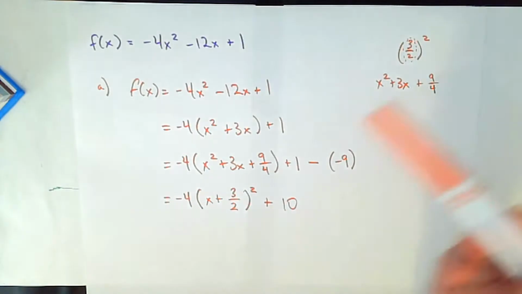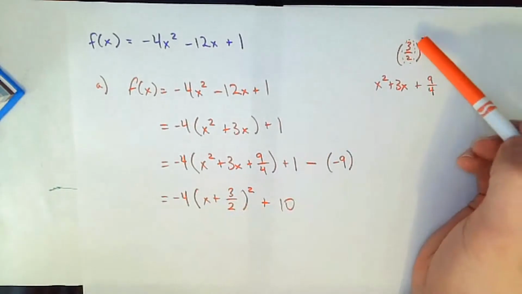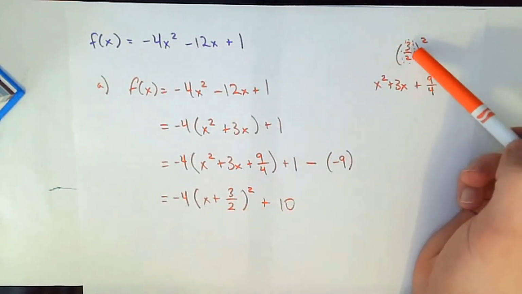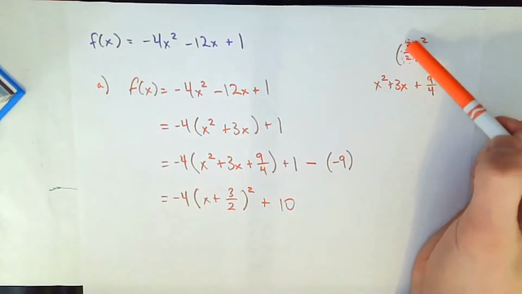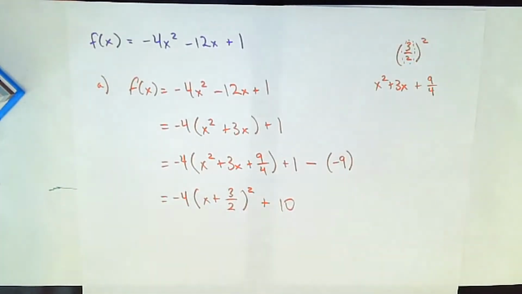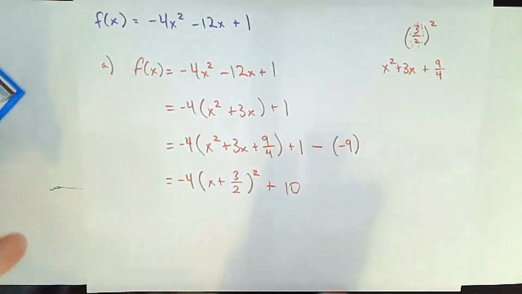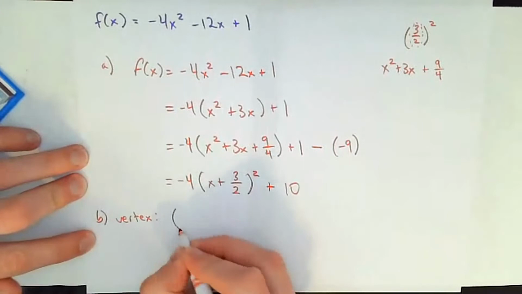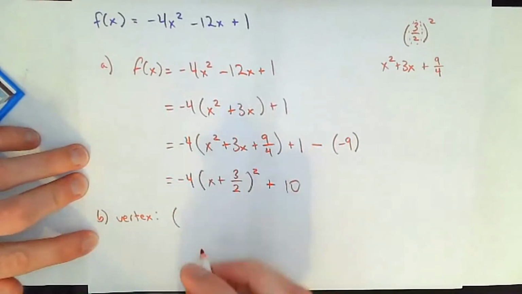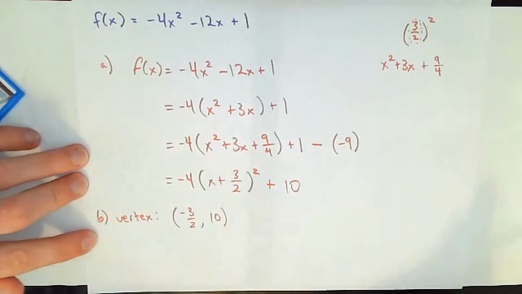But remember that this term right here is going to come from the thing up here that you took half of before you squared it. Now I'm ready to do what is next, which is to find the vertex. The vertex is at this value for x, but flipping the sign, so negative 3 over 2, and y value of 10.